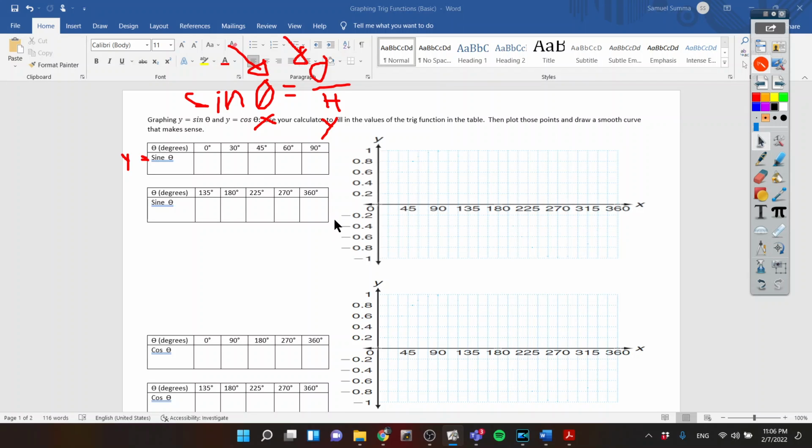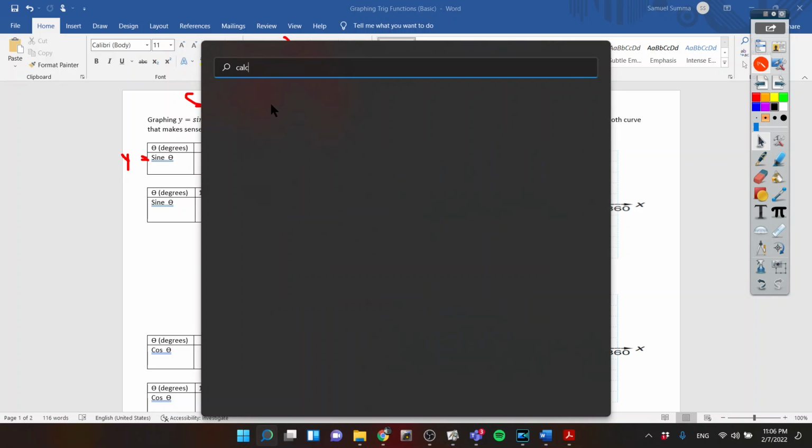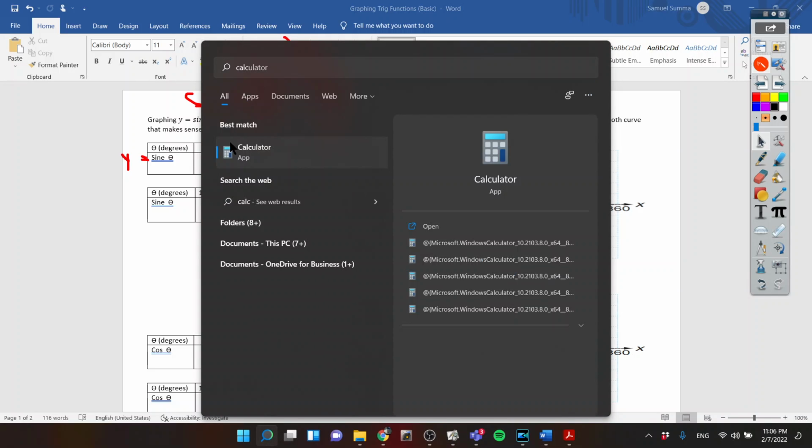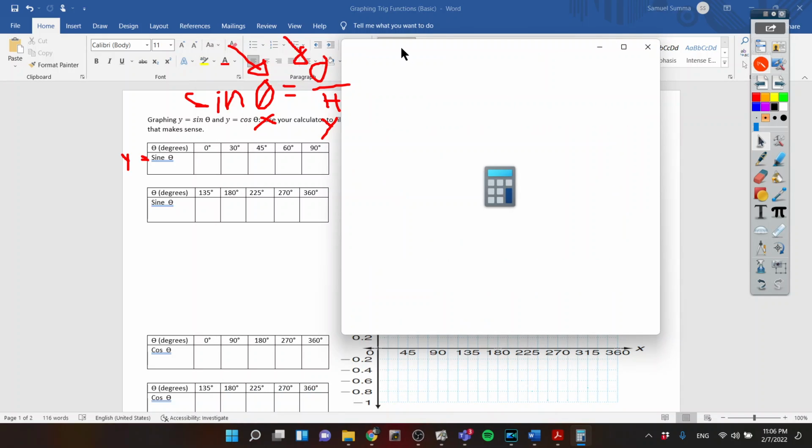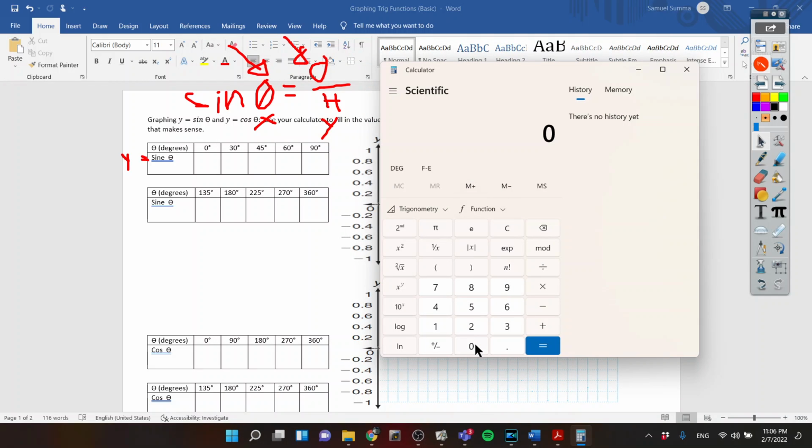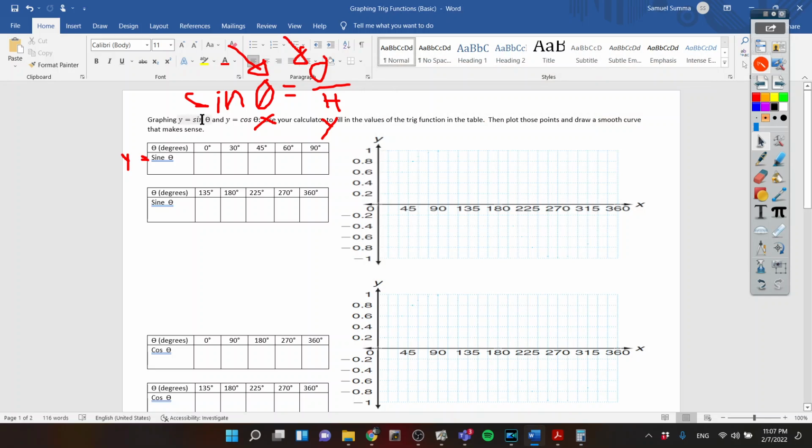So the first thing I want you to do is go to your calculator. I should have looked at the directions: graphing y equals sine and y equals cosine. Use your calculator to fill in the values of the trig function in the table. So that's where I'm going first.